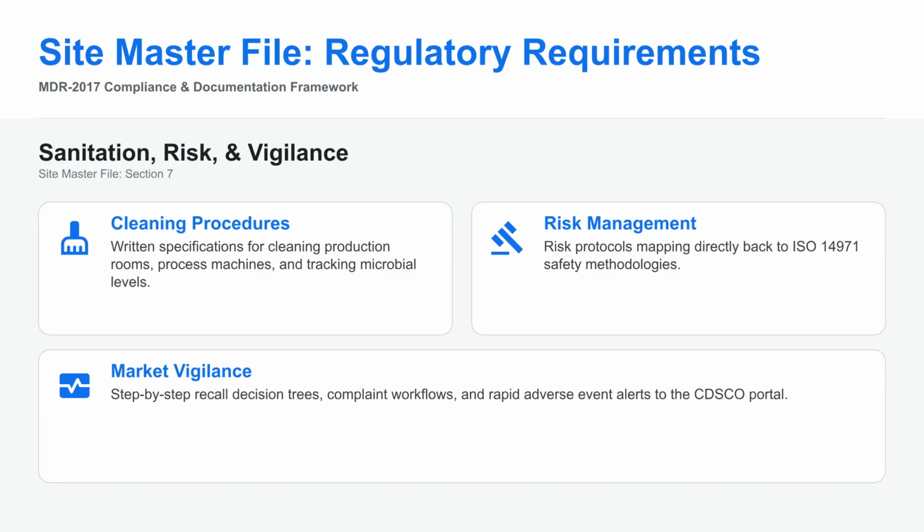Section 7, Sanitation, Risk, and Vigilance is crucial. It details cleaning procedures with written specifications for production rooms and machines, risk management protocols based on ISO 14971, and market vigilance systems, including recall decision trees and adverse event alerts.